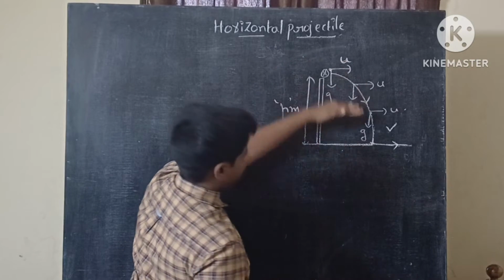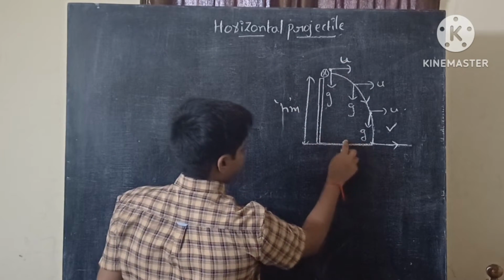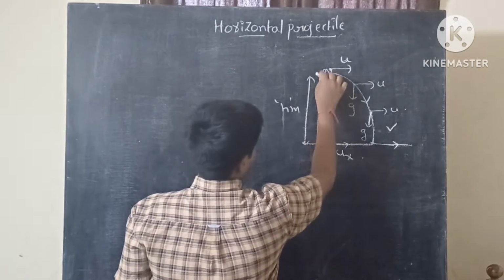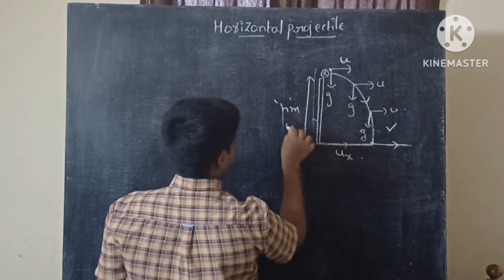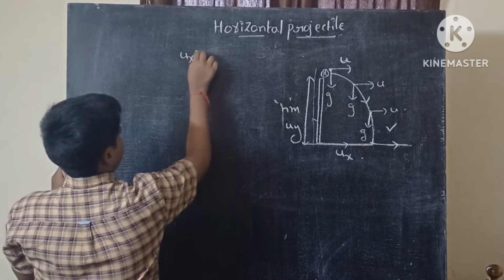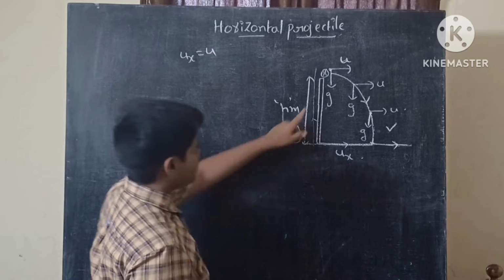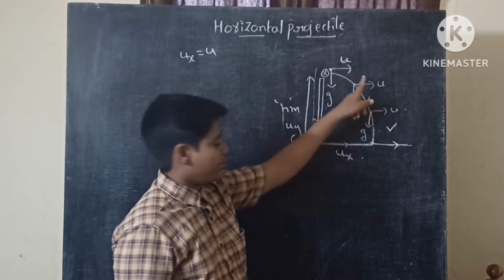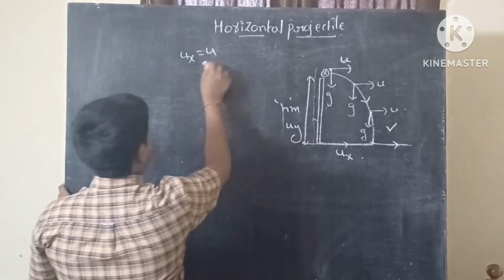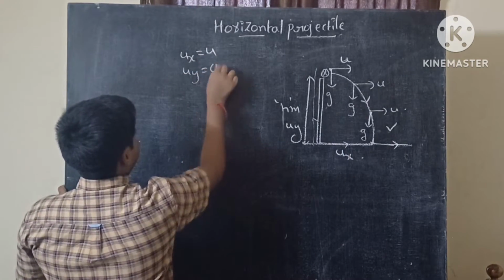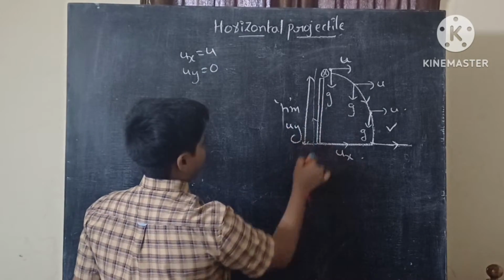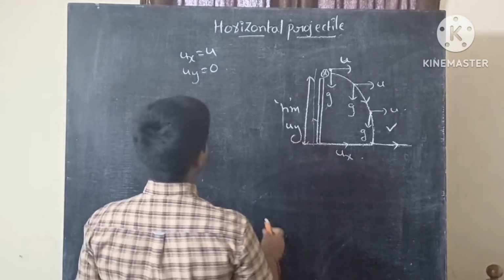If I take parallel to the x-axis, this is the initial velocity along the x-axis, and this is the initial velocity along the y-axis. Here ux is u, because it travels with some initial velocity, so along the x-axis the initial velocity is u. And uy is 0. Uy means initial velocity along the y-axis. There is no initial velocity, so 0.